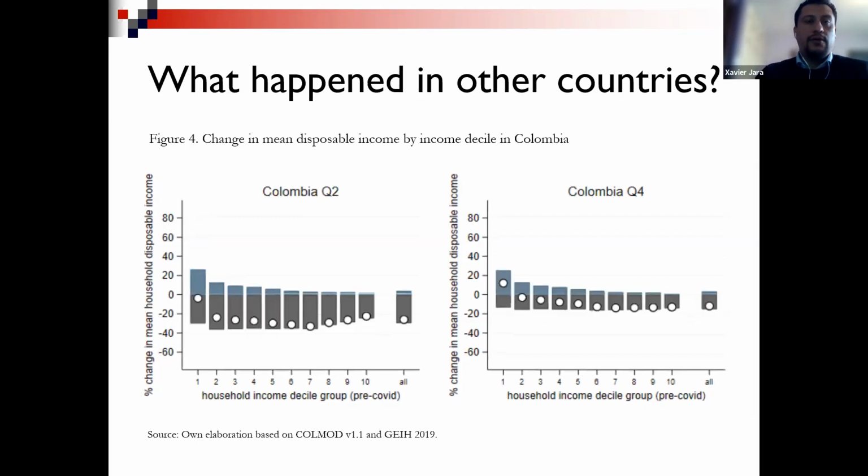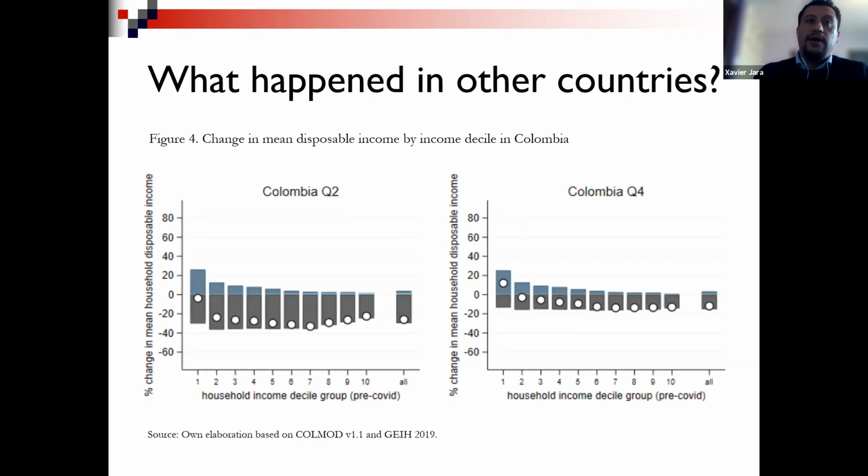Finally, we move to the situation in Colombia. And we see that the magnitude of the crisis is very different in Colombia, Peru, and Ecuador. Already in the second quarter, the left-hand side picture shows the drop in mean disposable income in Colombia is much smaller than in Peru and Ecuador. It represents around a 25% decrease in mean disposable income for the whole population. So the Colombian economy was hit less hard by the pandemic than the other two countries.